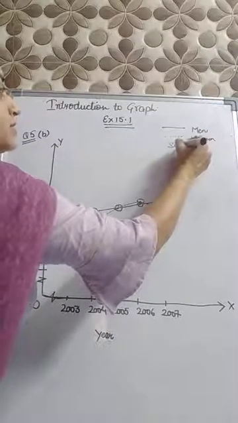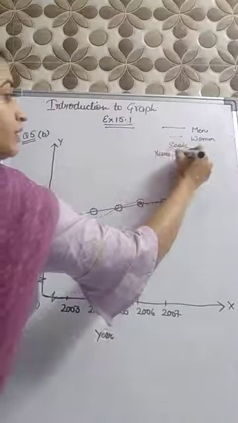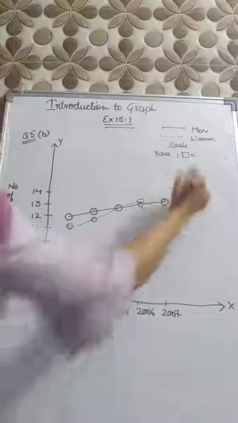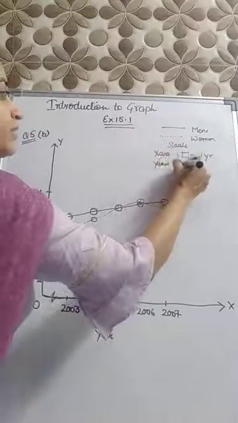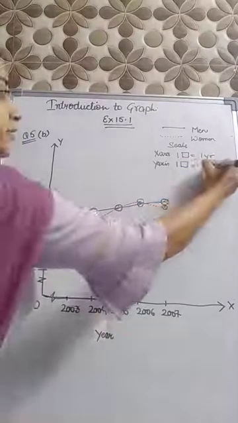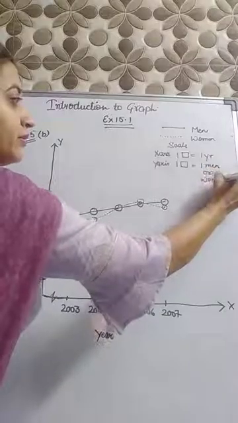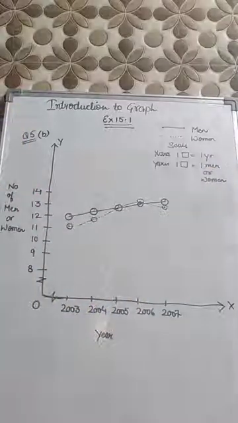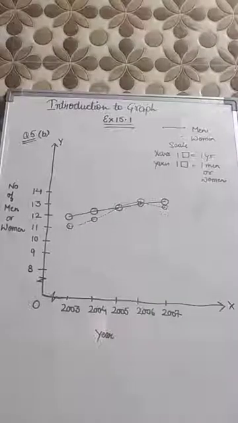Now the scale: for the x-axis, one box is equal to 1 year. For the y-axis, one box is equal to a gap of one man or woman. So with this we have completed our question number 5 from exercise 15.1.